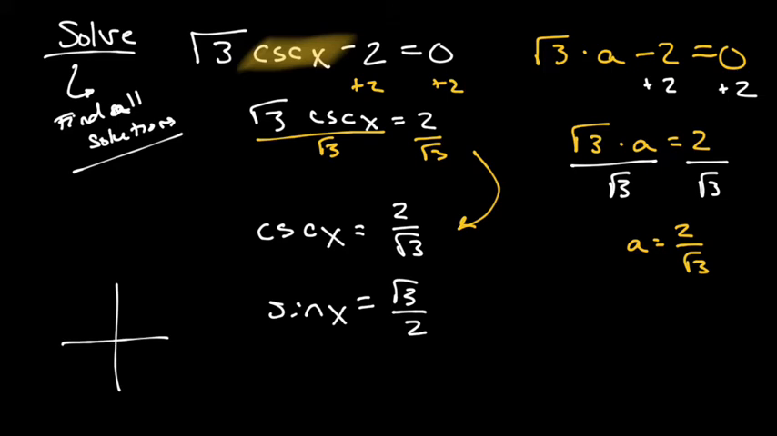And if we think back, I always like to make my little picture. The pictures help me a ton. Maybe you're better than me and you don't need those pictures. But I actually make them in my head a lot still. I make them. So I know that sine is going to be root of 3 over 2 at 60 degrees, which is pi over 3 radians.